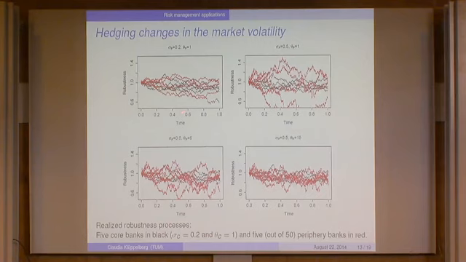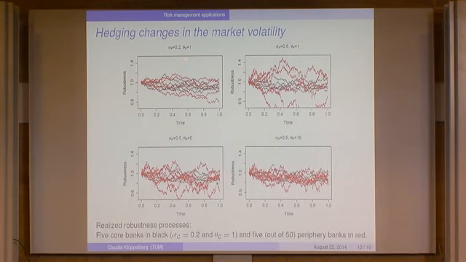Okay, so here in this first left figure, you see a simulation of 5 financial robustness processes of the 5 core banks in black. And you also see 5 of the 50 periphery banks in red. They all start with their financial robustness at 1, and they move on in time.